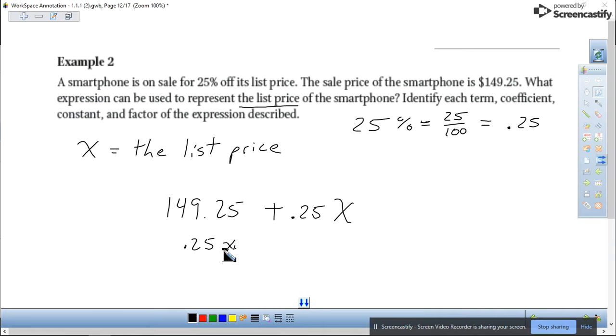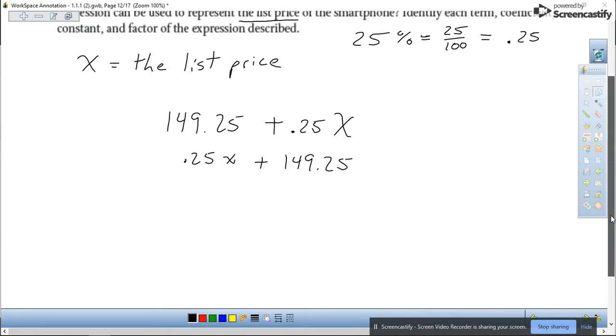That's how much you're taking off of the total list price, plus what you actually paid. And those two things put together give us back the original, before-the-sale cost of the phone, the list price of the phone. So there's our expression. Now what we want to do is identify those terms, coefficients, constants, and factors. All right, so let's do that.